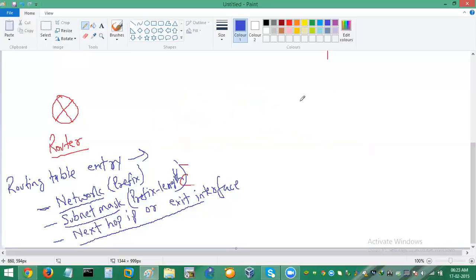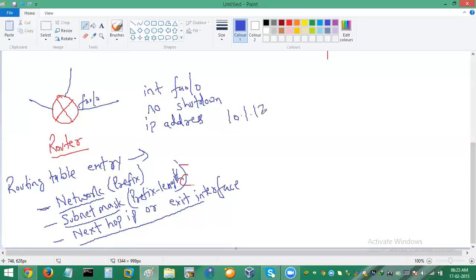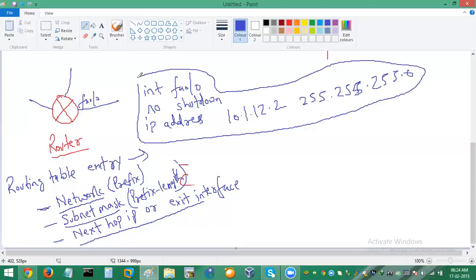remember, on this router, let's say I have three different interfaces, FA0/0. You go to this interface and say interface FA0/0. How do you enable that interface? You say no shutdown, right? And you put an IP address. Let's say the IP address is 10.1.12.2, or whatever IP address you want to put, with mask 255.255.255.0. This is what you do to bring an interface up and put an IP address on it to make it functional for a network.